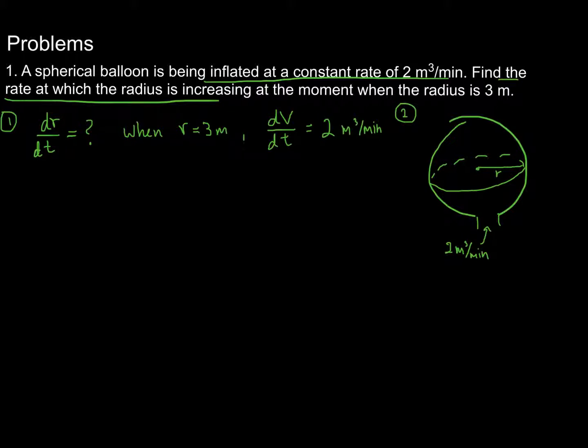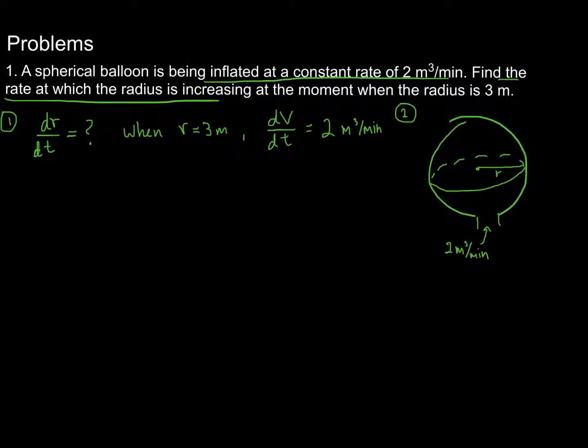It's important that you represent it as r and not 3. This is something that's changing, obviously. We're trying to find the rate of change. And so only once we've found our equation that relates the rates do we want to actually evaluate at this moment in time when r equals 3 meters.